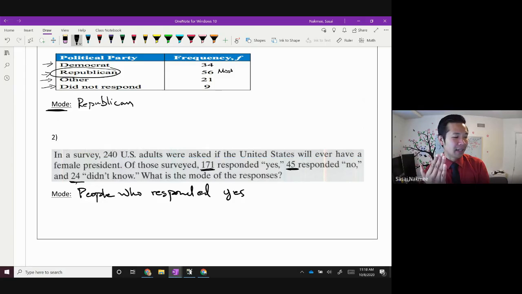Like if I had here, 171 responded yes, 45 responded no, and 24 responded didn't know. What was the average response? I would say, I actually can't calculate the average because I can't add yeses with nos plus didn't know, and divide that by 240. That would just be like, what? So instead we look at the mode and we look at what was the most replied answer. In this case it was yes. And that's a good representation of the data set, right? The most that shows up there.